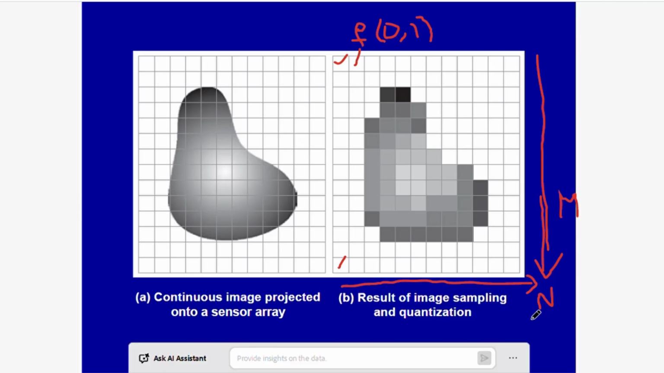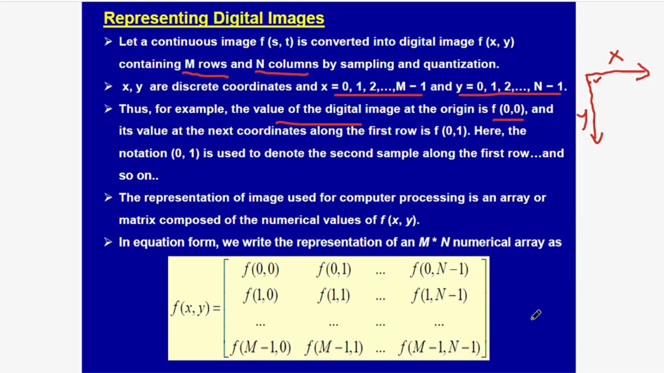Okay. So in that way you can represent the total digital image as a two-dimensional array like this. See this matrix. Okay. It starts with f of 0, 0. And the last pixel is f of m minus 1, n minus 1.